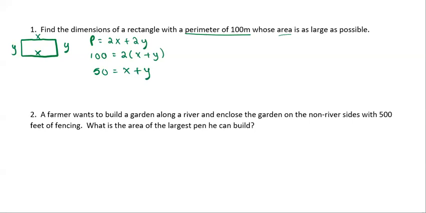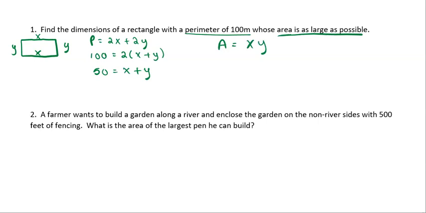So what we've done so far is we've written an equation relating the information that we've been given. But it says whose area is as large as possible. That means that we're trying to maximize area. So now I need to figure out an equation for the area of this rectangle. Well, area is length times width. So in this case, that would be x times y.